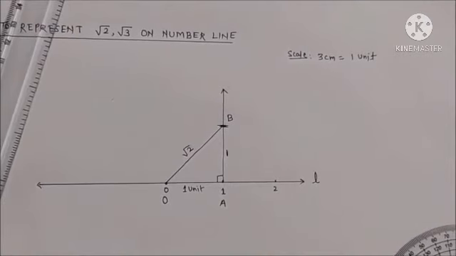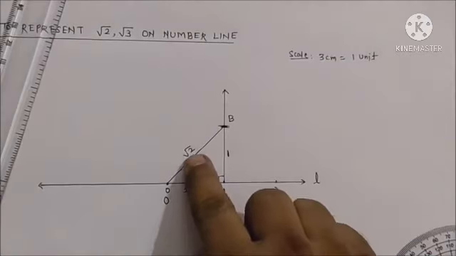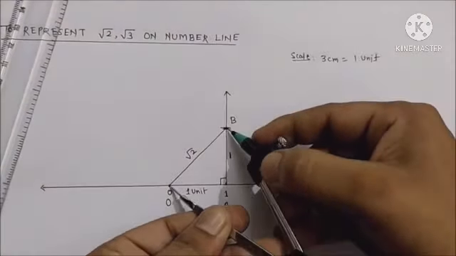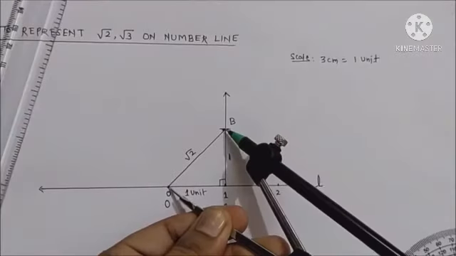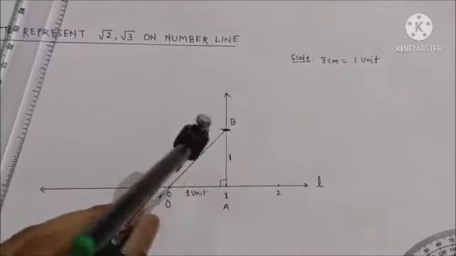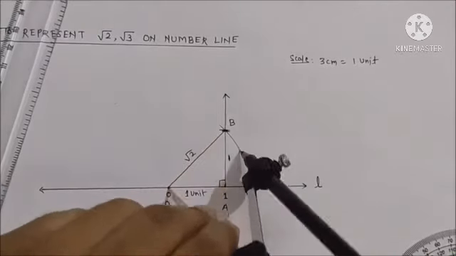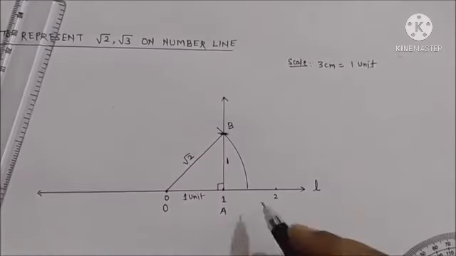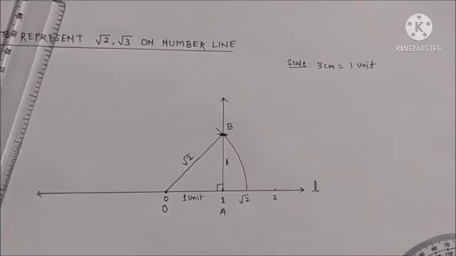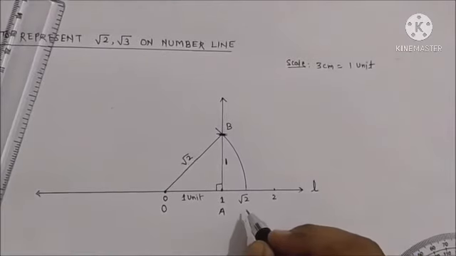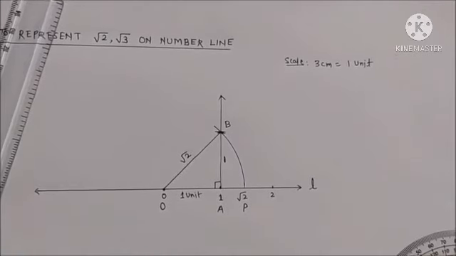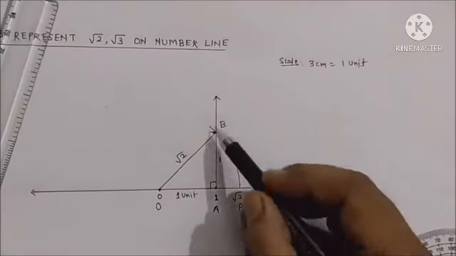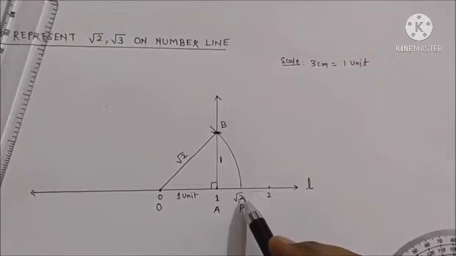Now to represent this root 2 on this line, keep the compass on point O and take distance O to B. From this point O, draw an arc on the line. So this you get as root 2. Name it point P. This is how we got this root 2 irrational number on the number line.